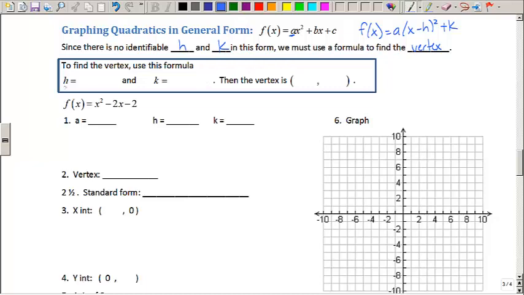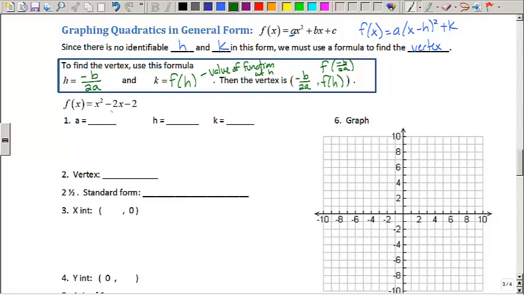So our formula for h is found by taking the opposite of b over 2a. H is equal to negative b over 2a. And to find k, we evaluate the function at h, the h you just found. Notice this is the value of the function at h. So that means that the vertex is negative b over 2a, comma, f of h. Or you can think of that as f of negative b over 2a.